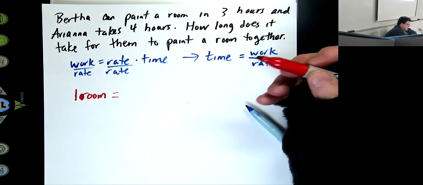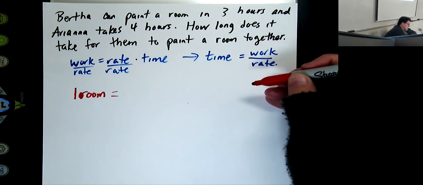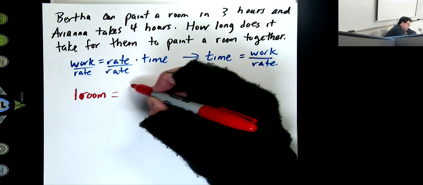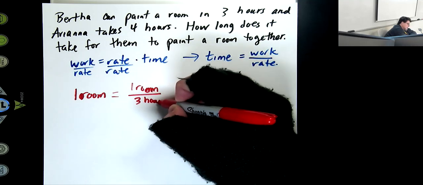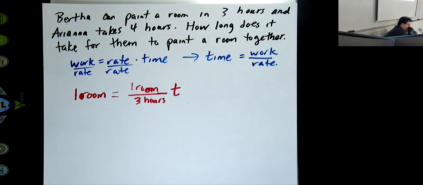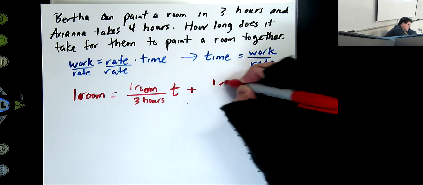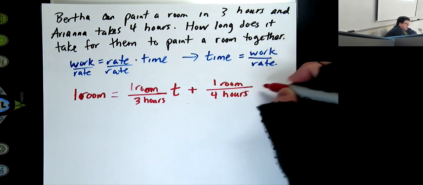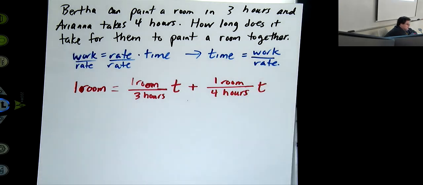We have the rate. We're going to assume the time for both of you is the same because you're working together. You're going to stop at the same time. Bertha's rate is one room in 3 hours, and we don't know how long it's going to take, so we'll call that T. Ariana's rate is one room over 4 hours, and it's the same amount of time as Bertha, so working together, we'll call that T as well.